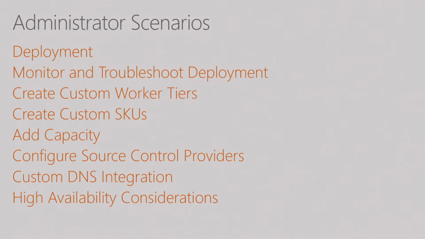We'll go through creating custom worker tiers and SKUs, which are key underpinnings of a service offering, and then adding the capacity to the service so that you can serve multiple tenants. In TP2, we're adding the ability for tenants to integrate with their source control providers, but as admins, you need to do some configuration to enable that feature.